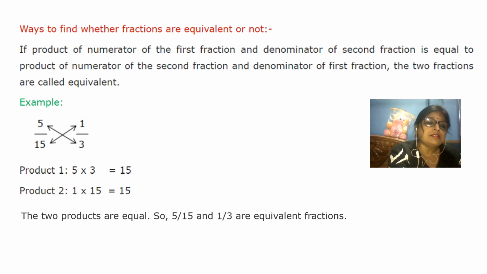So in this example, we are saying that the product is the same. 5 into 3 is 15 and 1 into 15 is equal to 15. So we can say that 5 by 15 is an equivalent fraction of 1 by 3. Both are equivalent fractions due to the same product.